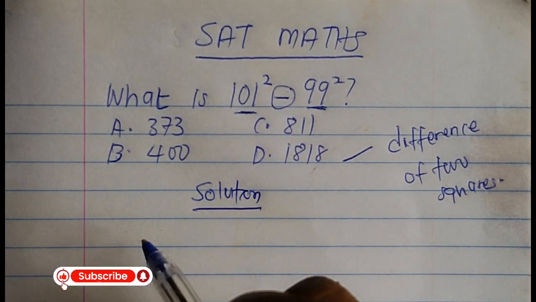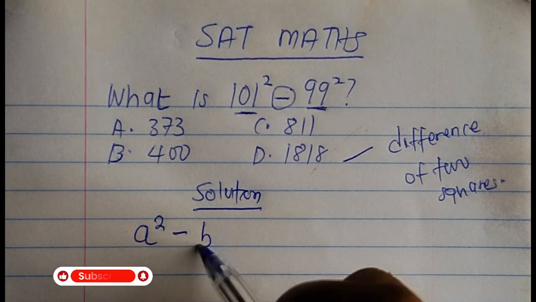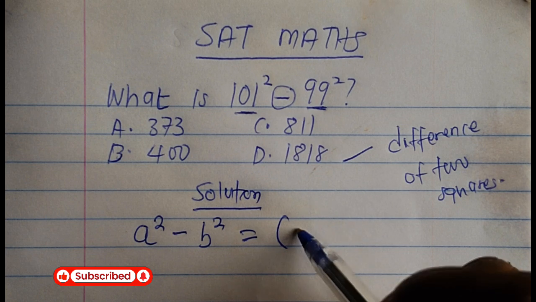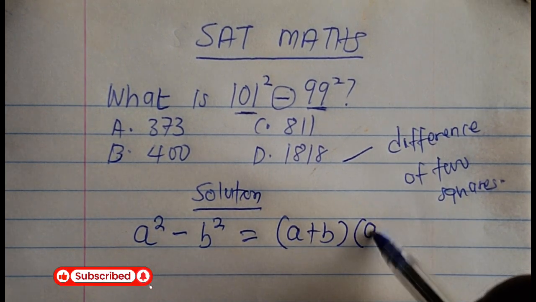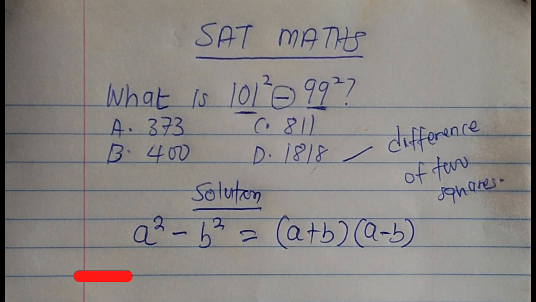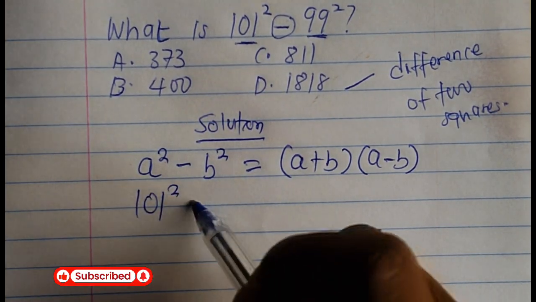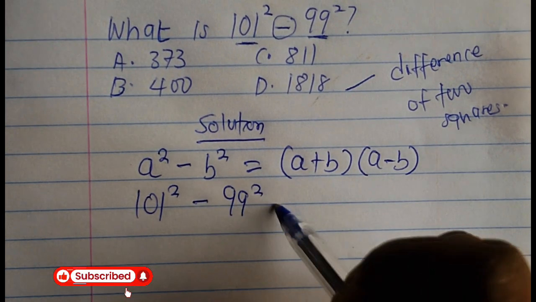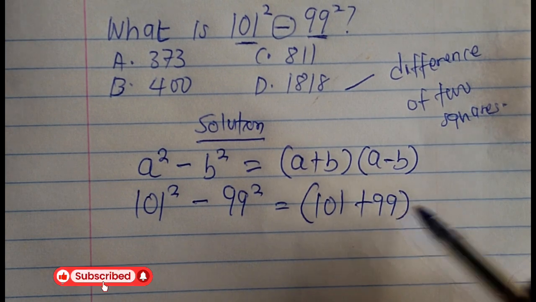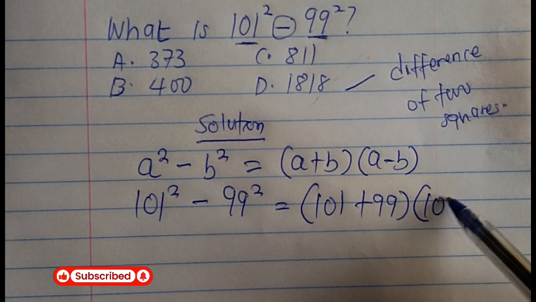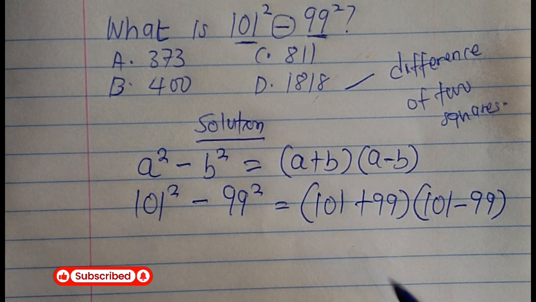Difference of two squares means that if you have a squared minus b squared, it's giving us the sum of the two values multiplied by the difference. So in this case, we have 101 squared minus 99 squared, which is going to give us 101 plus 99 times 101 minus 99. That's just what difference of two squares is all about.